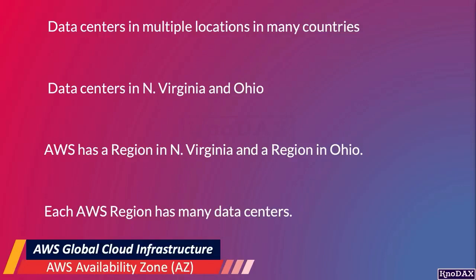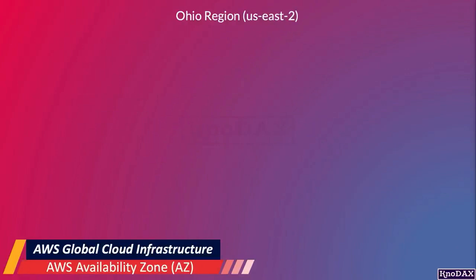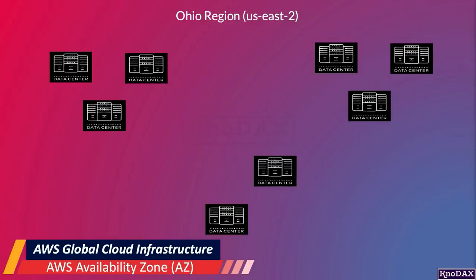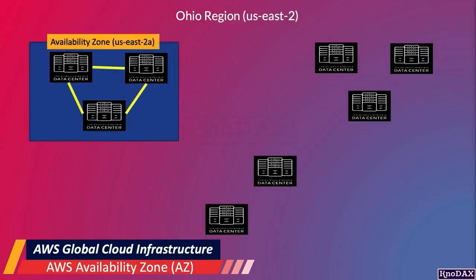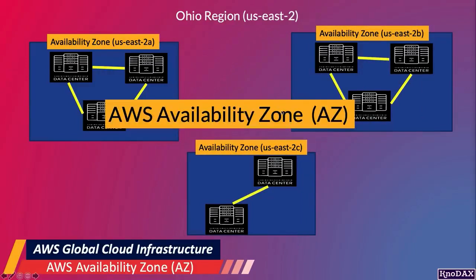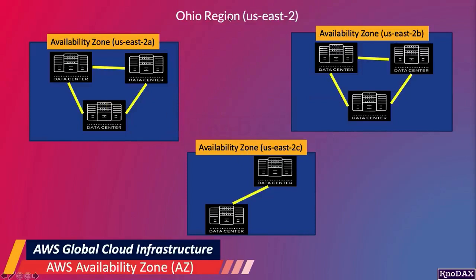The general concept is that each AWS region has many data centers. Let's take the AWS Ohio region as an example to understand availability zones. As I said earlier, each AWS region has many data centers. Data centers that are near one another are considered to be part of one cluster. That being said, the Ohio region has 3 clusters of data centers. Each cluster is called an AWS Availability Zone, or AZ. So as you can see, in this example, the AWS Ohio region has 3 AWS Availability Zones.